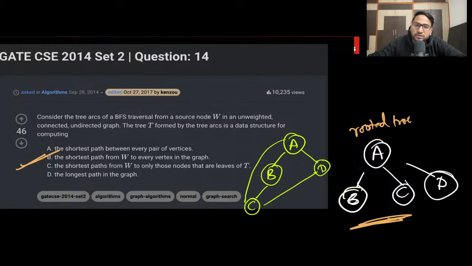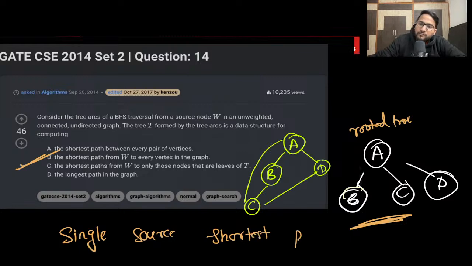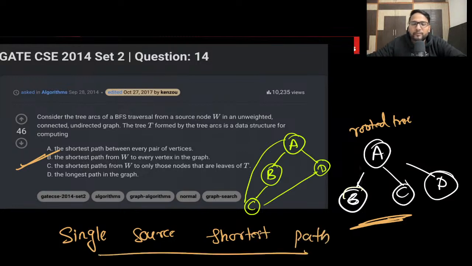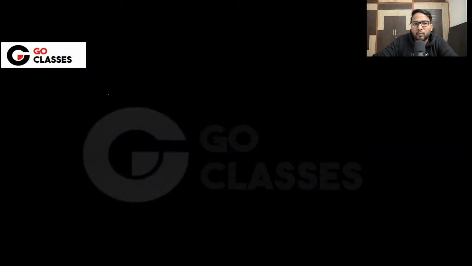Okay, from source, this is called single source shortest path, which is from one source to every other vertex. For example, let's suppose I have a little complicated graph.